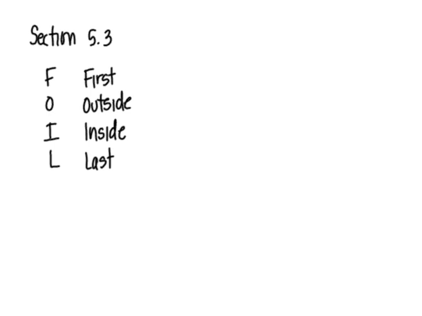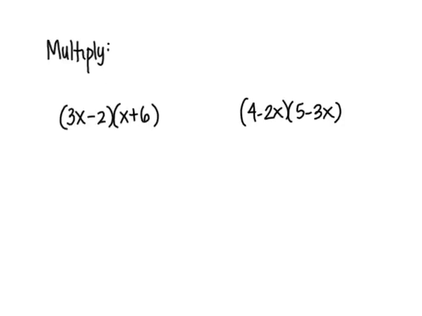We are in section 5.3, and in this section we are multiplying binomials. When we multiply binomials, I'm going to use a method with arrows, but some of you might have learned this before as FOIL, and FOIL stands for first, outside, inside, and then last. My directions are to multiply, and the first problem is 3x minus 2 times x plus 6.